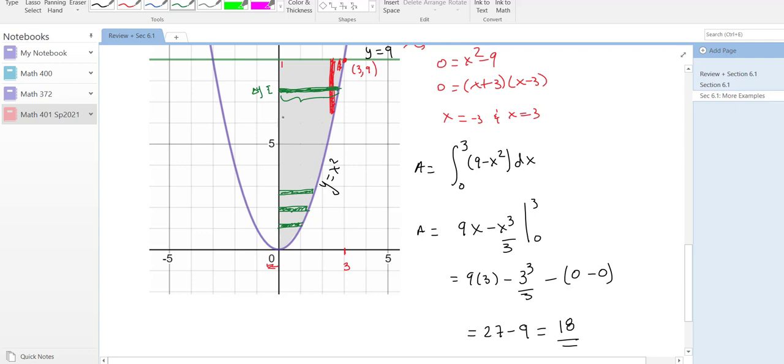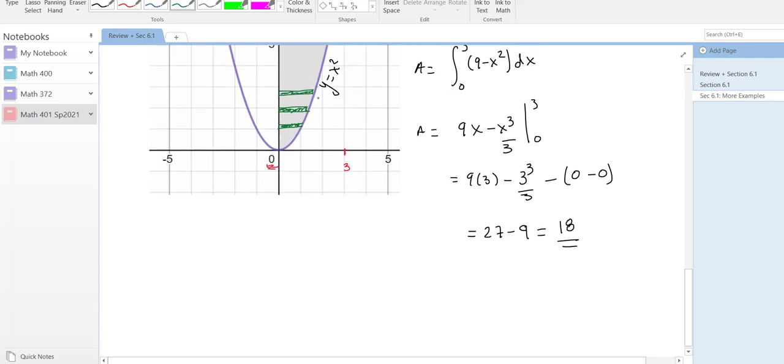So the length in this case is that distance. So it is this function minus the other function. So kind of like we did here, top minus bottom for the red rectangle. Now it's going to be the length from the y-axis. So another way you can think of it is that this is going to be the right function minus the left function. So the parabola is the right function, and the y-axis is the left function.